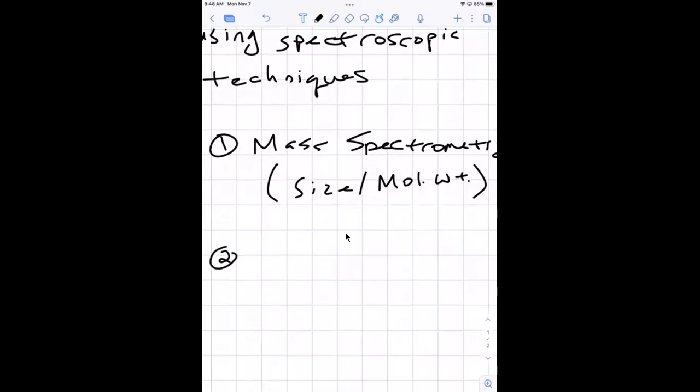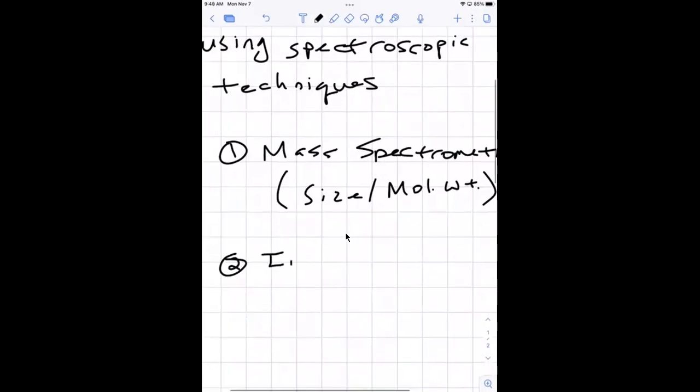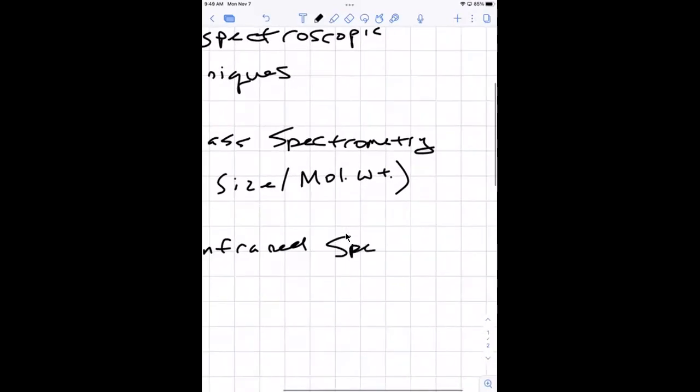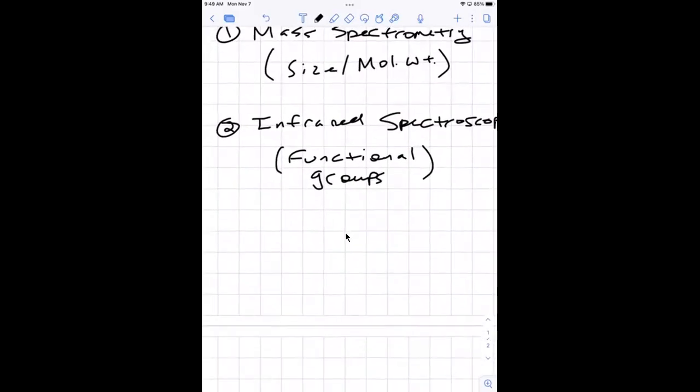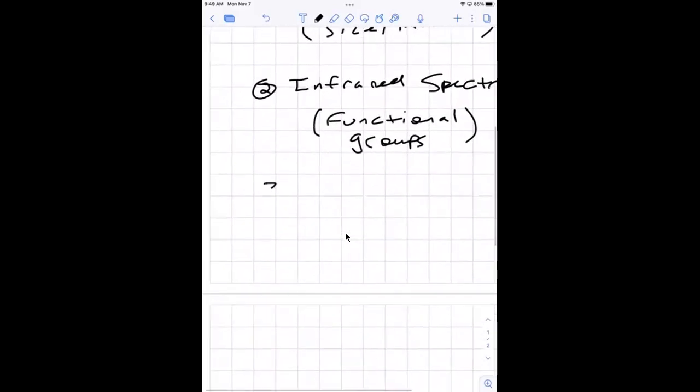We're going to look at infrared, right? Infrared tells you about what functional groups are present. It's a way to identify functional groups. It doesn't tell you anything about the structure. It just tells you what functional groups are there. Same with mass spec. You can't determine structure from mass spec, but you can determine structure from NMR.